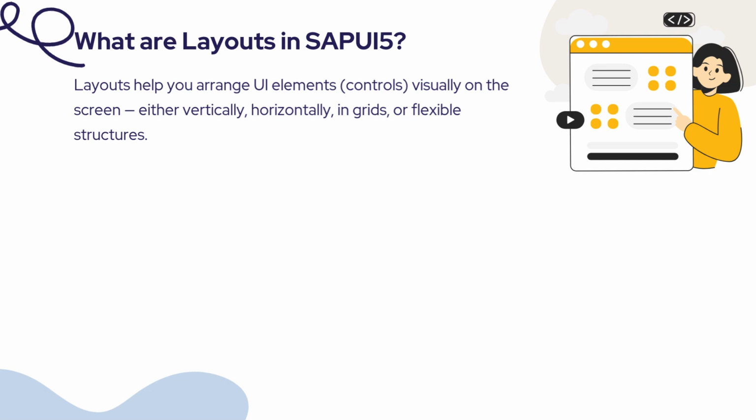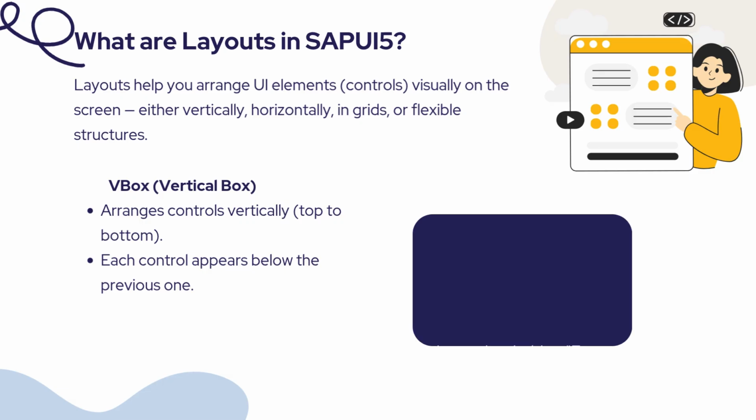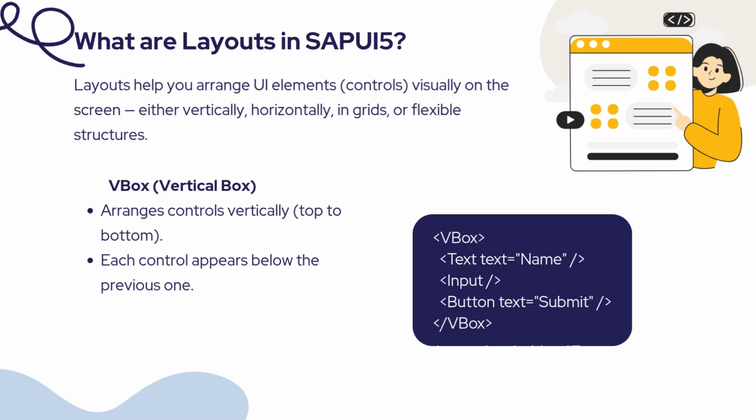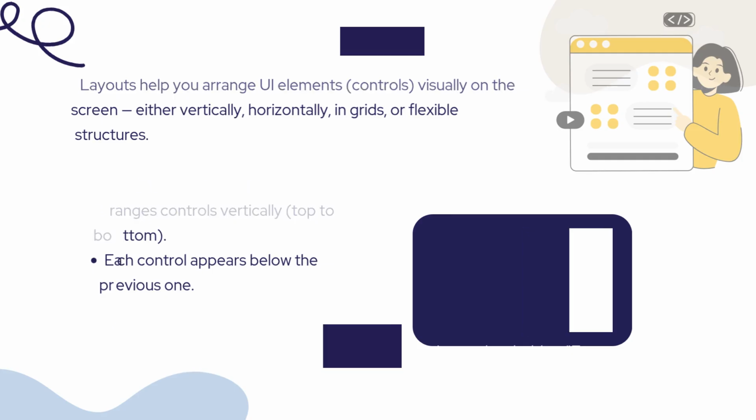The first one is a VBox, which is a vertical box. VBox stacks elements vertically, one on top of the other. So in the example, in a form, you want a name, then an input box, then a submit button below it. So here is the example. Use VBox when you want items stacked in a column, like forms or a list.